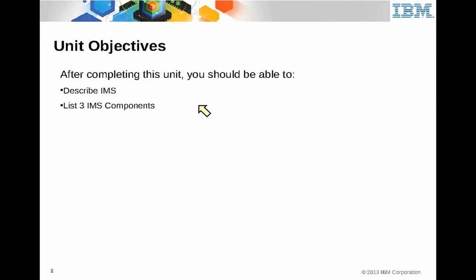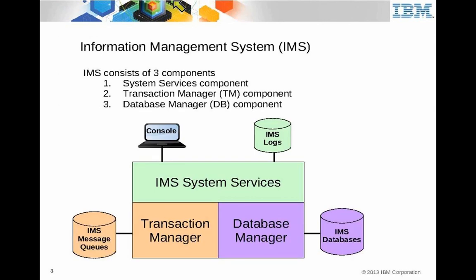So by the time we're done, I want you to be able to describe the IMS environments and list 3 IMS components. So IMS, what we're looking at here is the 3 components. When you bring up an IMS environment, there's actually something called the System Services component. And the System Services component by itself is more like just a controlling environment. But then, under the IMS System Services, you can actually bring up a transaction manager.